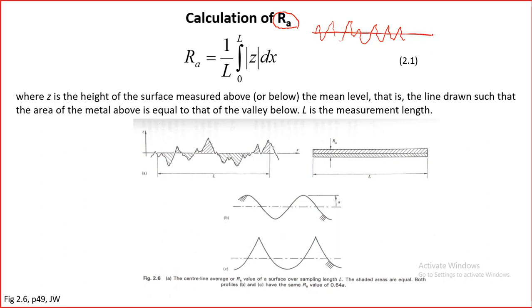If we can draw the mean line, then from this mean line we measure these heights Z, and in a simple way we can take the mean of these. So let's say we have Z1 plus Z2, but we will take the absolute values, not minus values, plus Z3 and so on, and let's say there are n values, and then divide by the number n. So this will give us Ra.